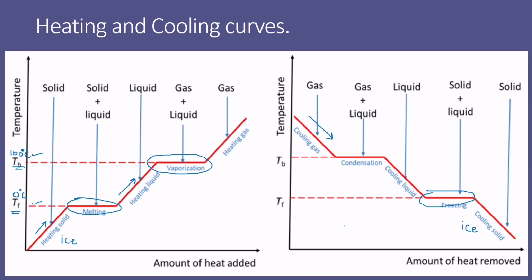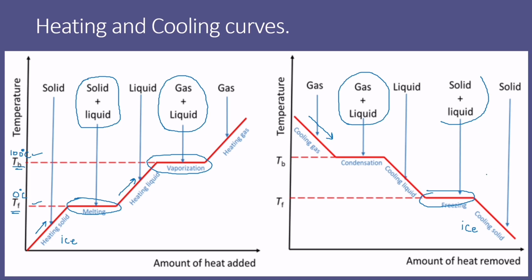In all these changes you can see, for example, when the melting takes place at the melting point, both the solid and the liquid states coexist. At the boiling point you can see again the gas and the liquid, these two states of matter, coexist. When condensation occurs, gas and liquid states coexist. And when freezing takes place, then solid and liquid states coexist.